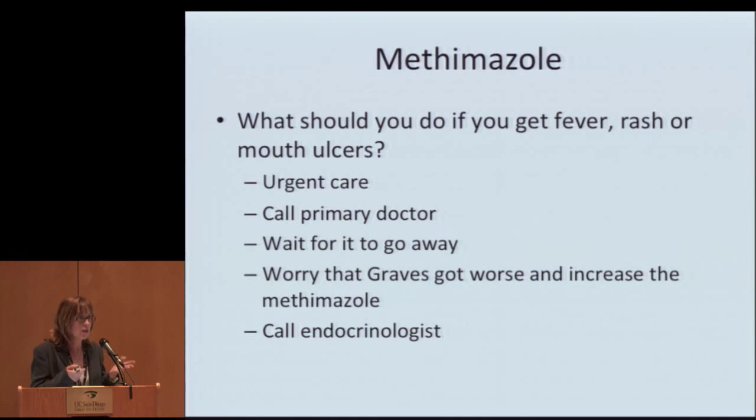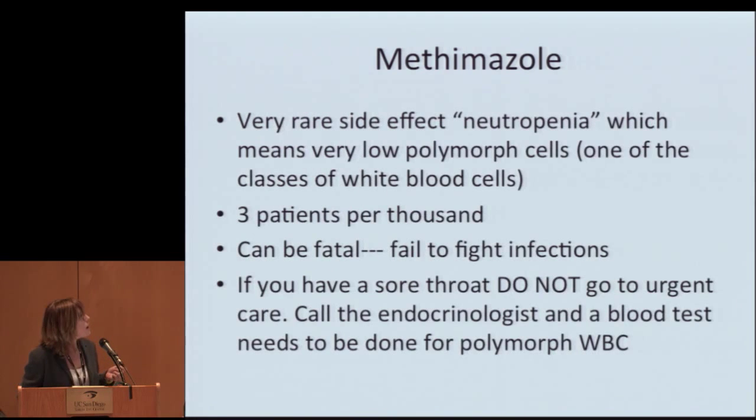This is so important. If you go to urgent care, they'll do a throat swab. It'll be negative and they'll send you home, or positive, they'll give you some antibiotics. This is a very rare side effect. It's called neutropenia. It means a very low, particular class of white blood cells, polymorph cells. It's really rare, 3 patients in 1,000. But I've seen it a bunch of times.